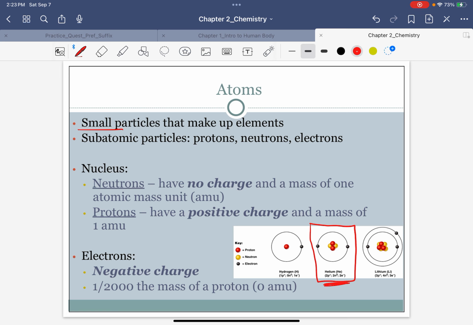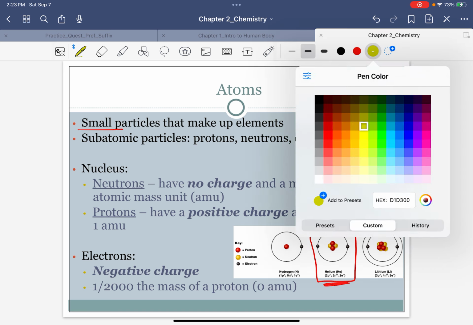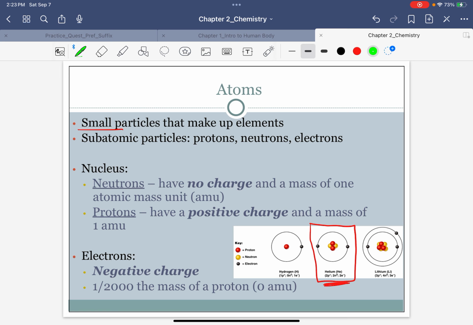There is, and I'm going to use colors. Let's use green. The nucleus is one part of an atom. Nucleus, you probably know, means the center. So let's look at helium. Each atom has a central part, and that's called the nucleus.